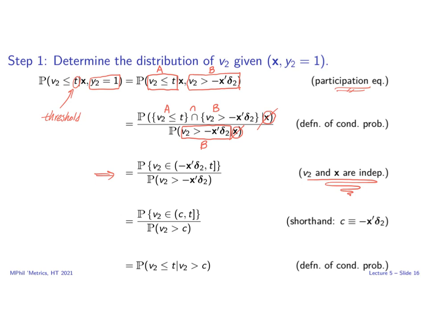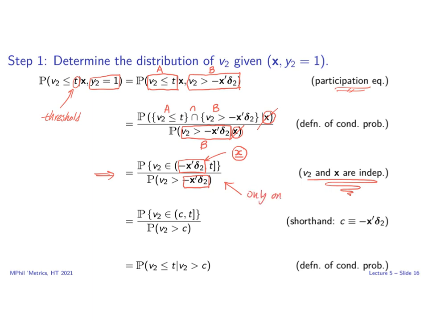I find it helpful to actually substitute in a value for x, so we could call it curly x. The point that we're trying to make here is that once we've fixed x, minus x prime delta 2 is just a constant number. So we're evaluating the probability that v2 falls into certain ranges determined by some constant number c, and those probabilities do not in fact depend on the random variable x.